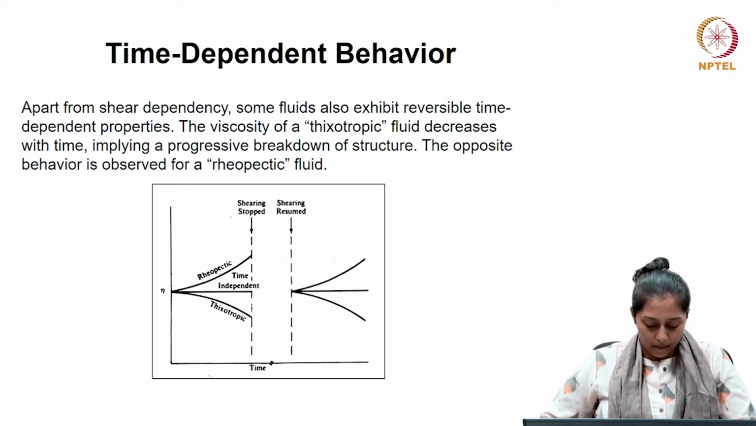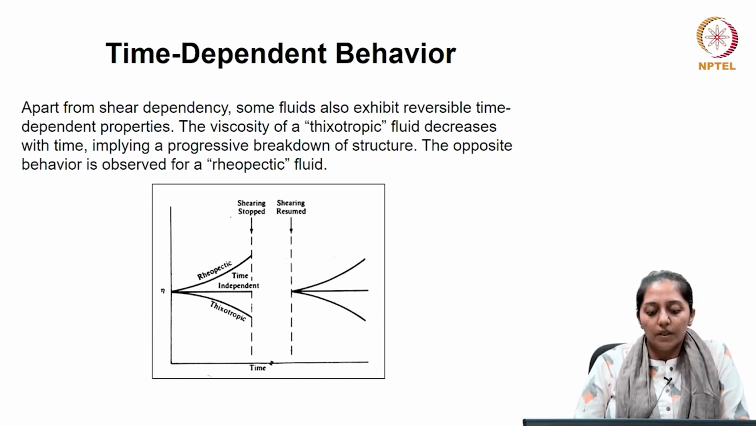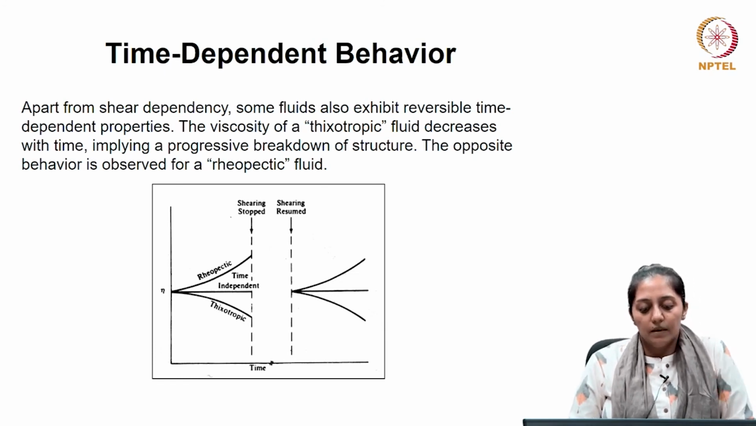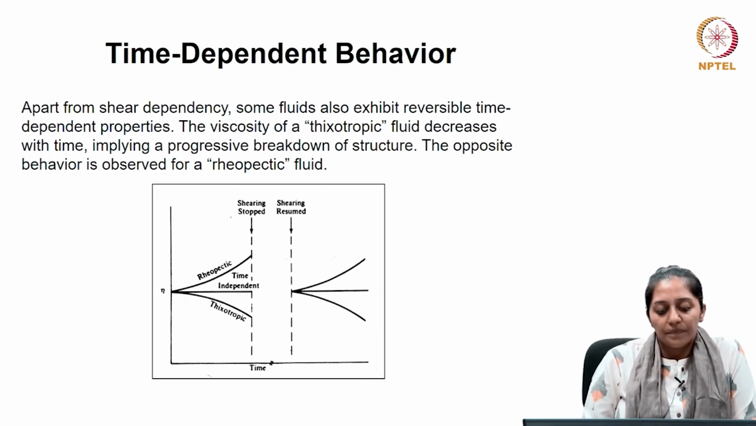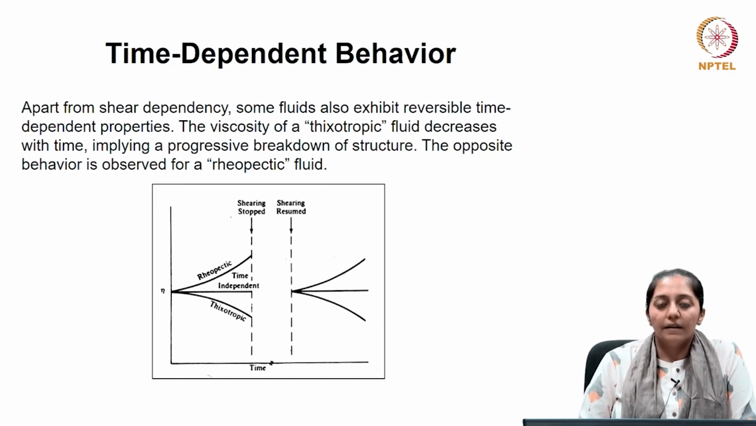Can you think of an example? If you make a plot between viscosity versus time, you can see on the plot that once the shear is stopped, for rheopectic fluids the viscosity increases with time, and for thixotropic fluids the viscosity will decrease with time. The in-between line, which is parallel to time, means that viscosity is constant. It is not dependent on time. So these are time independent fluids.